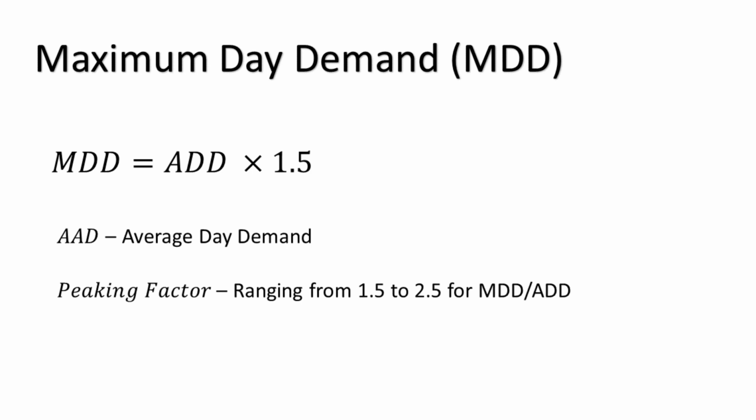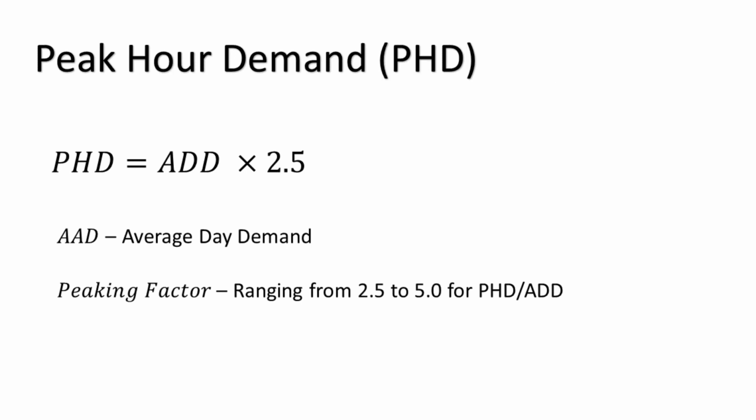2. Maximum day demand, or MDD. Most of the time, MDD equals to 1.5 times ADD. The 1.5 here is called the peaking factor, typically ranging from 1.5 to 2.5. 3. Peak hour demand, or PHD. PHD equals to 2.5 times ADD. Like the peaking factor for MDD, the 2.5 here is also a peaking factor, typically ranging from 2.5 to 5.0.